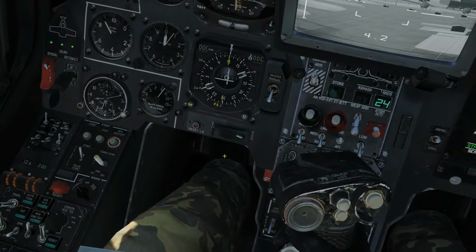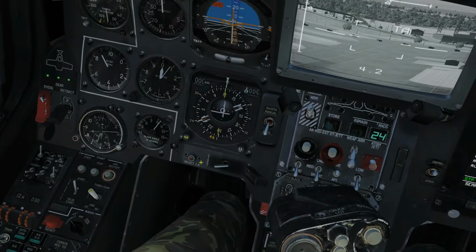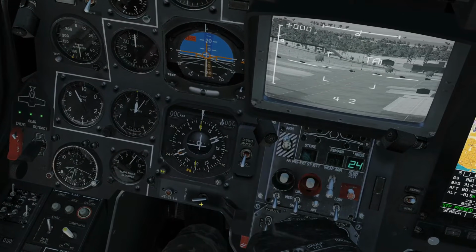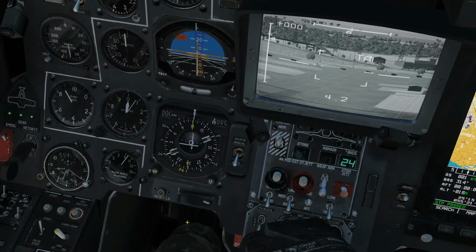I'm just going to show you quickly how to do that. Open that cover there, turn it to standby. Standby means designation mode, so that's just something you have to know to use that particular weapon. So we need to go back to ranging, and we'll keep it there for now.